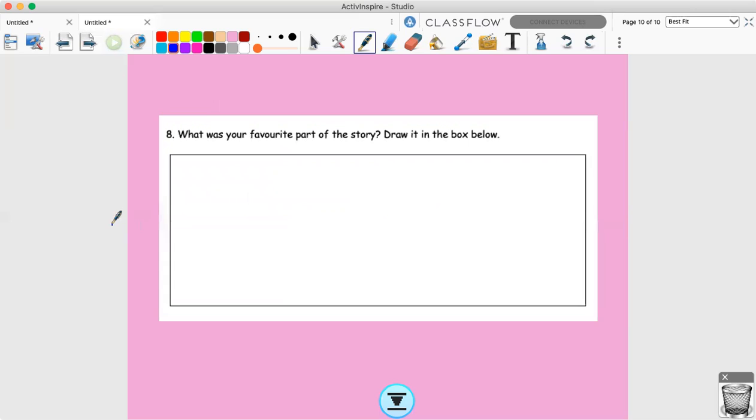And our last question today, it says, what was your favourite part of the story? Draw it in the box below. So have a think, which bit of the story did you like the best? And then can you draw your picture in the box? You might want to add some labels to it as well.